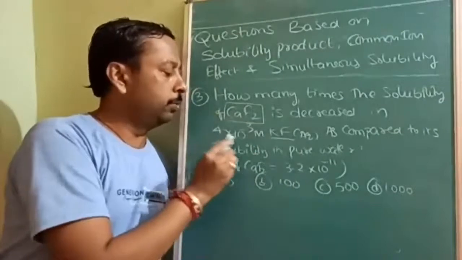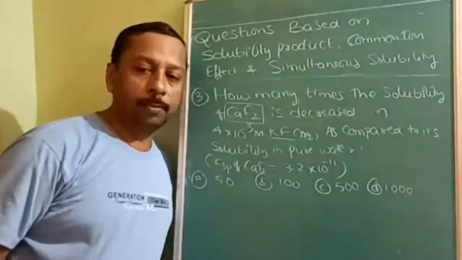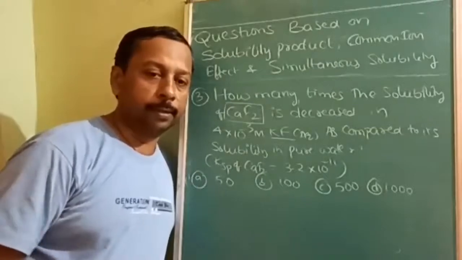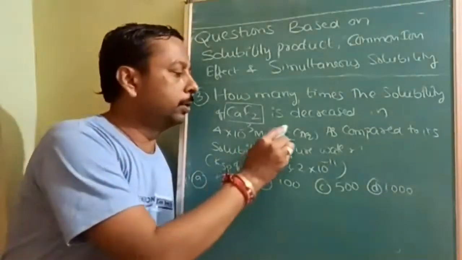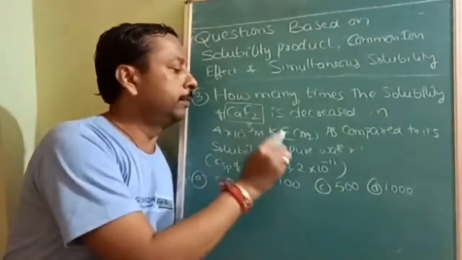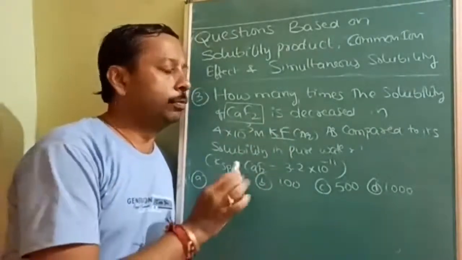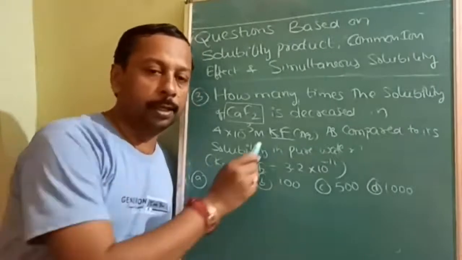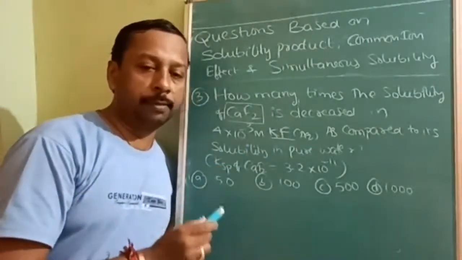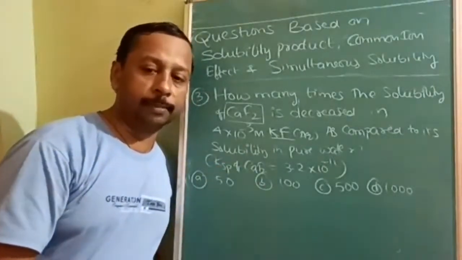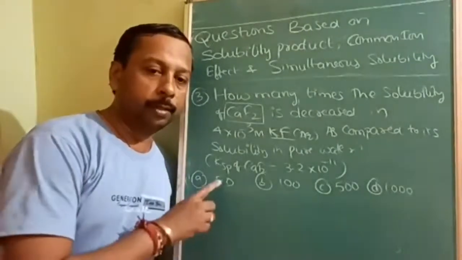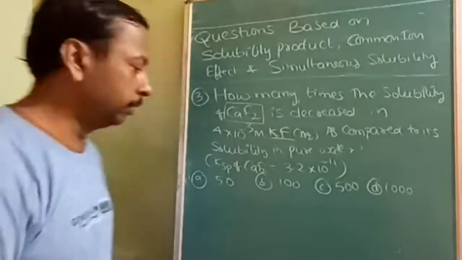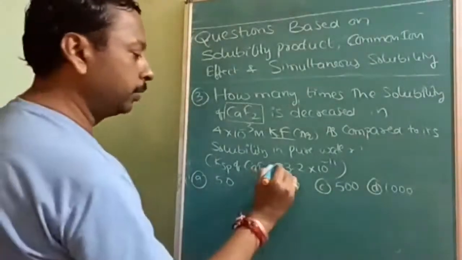Okay, next question: how many times is the solubility of CaF2 decreased when it is dissolved in 4 into 10 to the power of minus 3 molarity KF? This is a question from the common ion effect. Here fluoride is the common ion between CaF2 and KF. We have to find out the solubility in pure water and the solubility in KF, then divide to get the number of times.